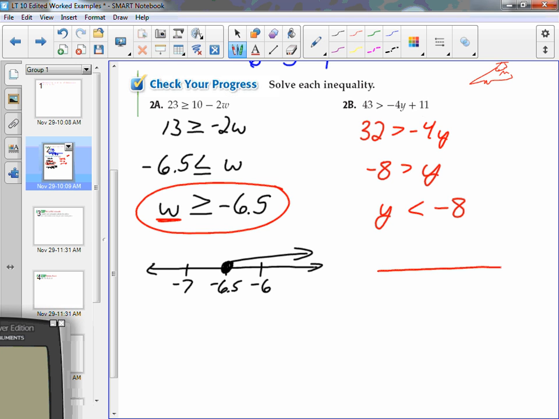Now when I graph this, I'll just put -8 on there. I'll put one number to the right, one number to the left. Do I close the circle, which means fill it in, or leave it open? Open to the left or to the right? Less than, left. Numbers less than or to the left. Okay? Questions so far?